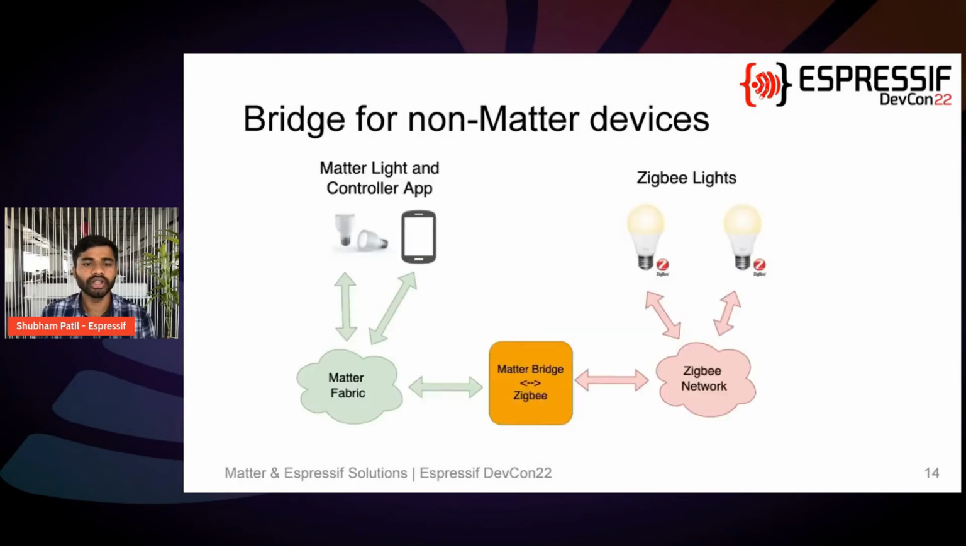Now, let's talk about Matter Bridge for non-Matter devices. Matter Bridge enables Matter devices to communicate with non-Matter devices. If we look at this example, this Matter controller app can communicate with Zigbee lights. Matter Bridge translates between the Matter protocol and the Zigbee protocol. Matter Bridge also forwards the commands received from a Matter node to a non-Matter node. Also, Matter Bridge exposes the Zigbee lights to the Matter nodes using its data model.